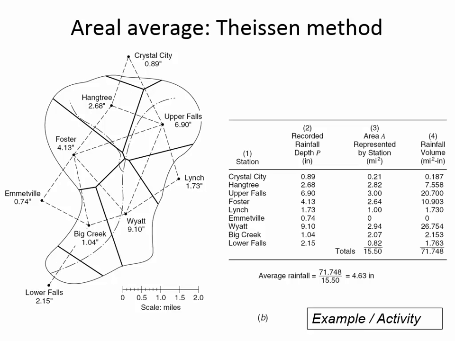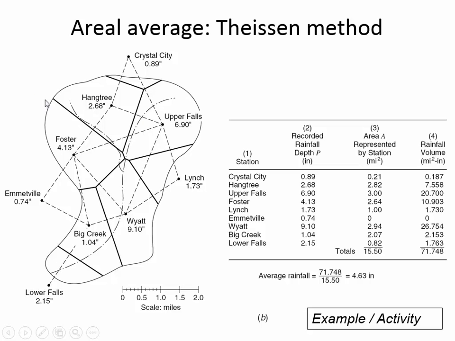Here's a little bit more sophisticated way of doing it. It's called the Theissen method, and with the Theissen method, the approach is to draw a line between two rain gauges. So look at Hang Tree and Upper Falls. Basically, this line is halfway between the two, perpendicular to the line that connects the two. And you do the same thing for every two gauges.